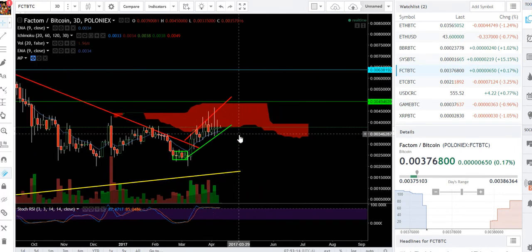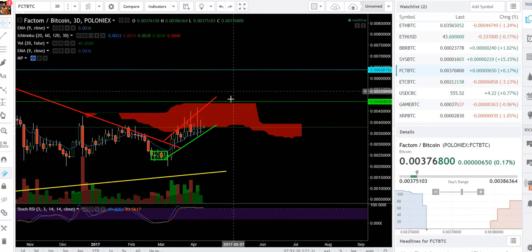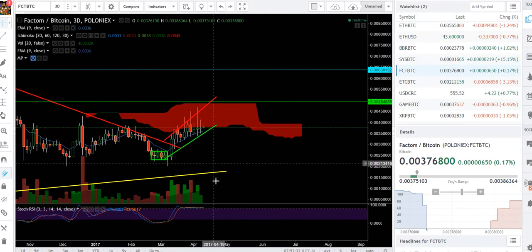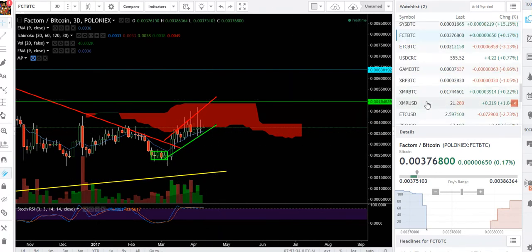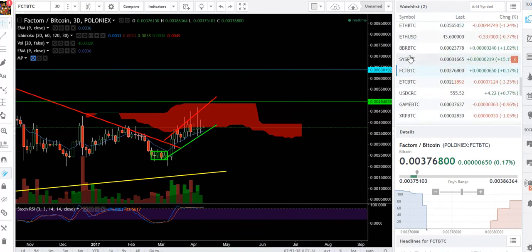But that's the way it needs to happen, okay? It needs to work its way through this 3-day cloud until it's finally above it, and then consolidate above it and move on. Now, until that 3-day cloud is broken, we're going to see a lot of lower time frame attempts to get up in price and then rejections, okay? And that's exactly what's going on with Siacoin as well.